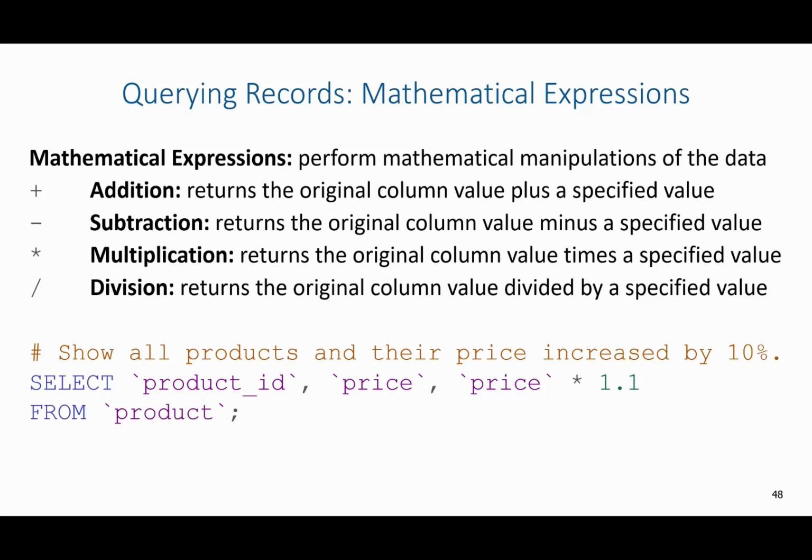So for example, if I wanted to show all products and their price increased by 10%, let's say that I wanted to get kind of an estimate of what this would look like, I could just say select product ID, price, and then price times 1.1 from product. Now this doesn't actually increase the price, but it will give me a view of what it would look like if we did increase the price.